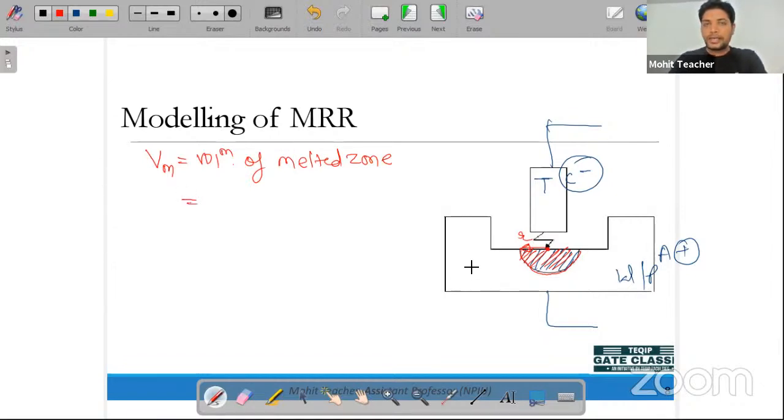This is the semi-sphere. What is the volume of a full sphere? That is 4/3 πr³. So what will the semi-sphere be? That is 2/3 πr³. Okay? This is equation number 1.